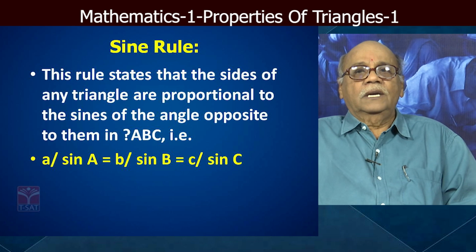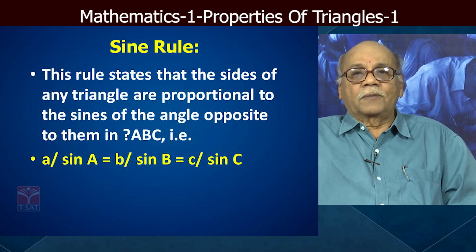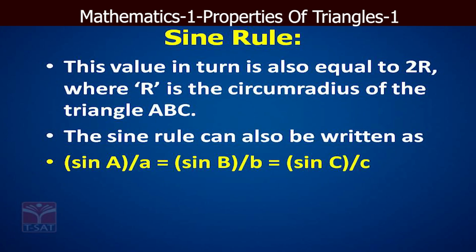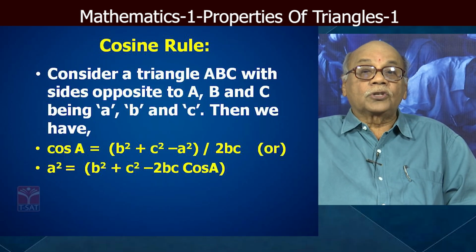Namely, the first formula is the sine rule, which is: in any triangle ABC with sides small a, small b, small c, and angles capital A, capital B, capital C, the sine rule states that a by sin A is equal to b by sin B is equal to c by sin C. Each is equal to the circumdiameter, namely 2R, and capital R always represents the circumradius of the circle of the triangle. So the next rule is what is called the cosine rule.